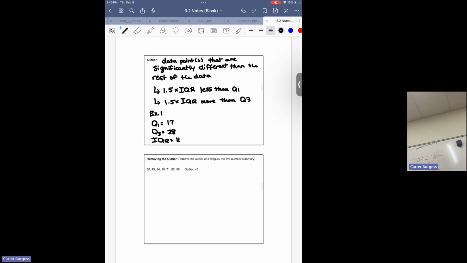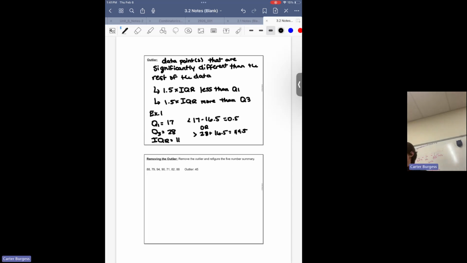All right. 1.5 times 11. Plug it into your calculator, exactly 16.5. And so we will have any outliers if we are less than 17 minus 16.5, which is 0.5. Or we will have any outliers that are greater than 28 plus 16.5, which is 44.5.